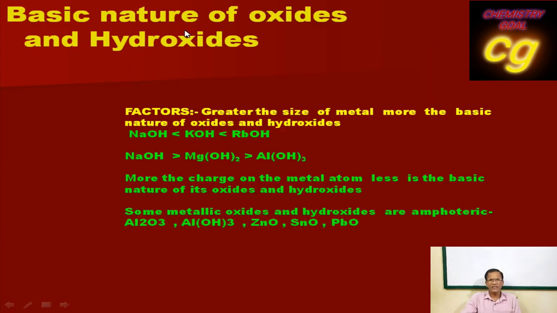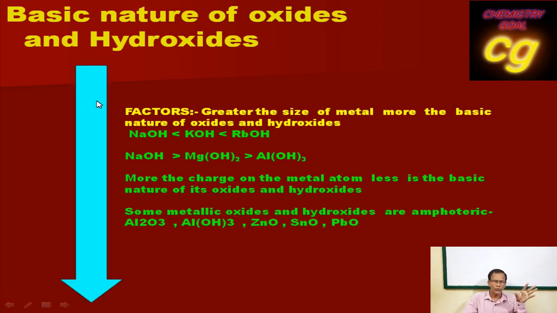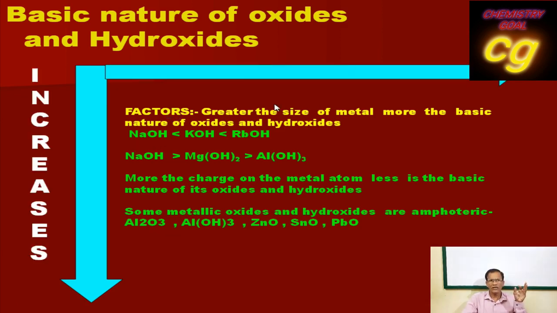Then the basic nature of oxides. The basic nature of oxides and hydroxides is the same as you remember for metals. If metallic character is more, then size is more, and automatically basic character will be more. So along the group the basic nature of oxides and hydroxides increases; left to right it decreases because the size decreases.